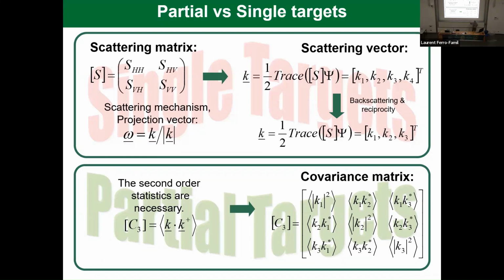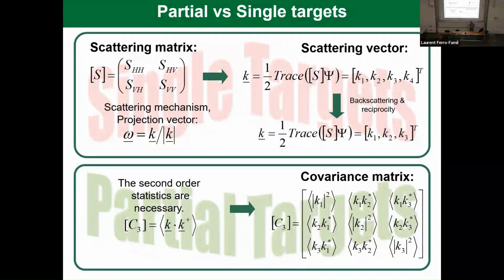So you have seen that the biggest separation so far that we have for targets in polarimetric scenes is single and partial targets. Single targets can be characterized by a single scattering matrix, which is this one, also called the Sinclair matrix by some, that you can vectorize and make into a vector. And if you have a symmetric and reciprocal medium, this vector is three-dimensional. So you have this three-dimensional vector to work with. And if you normalize this vector, you get a normalized vector. This thing is called by many a scattering mechanism.